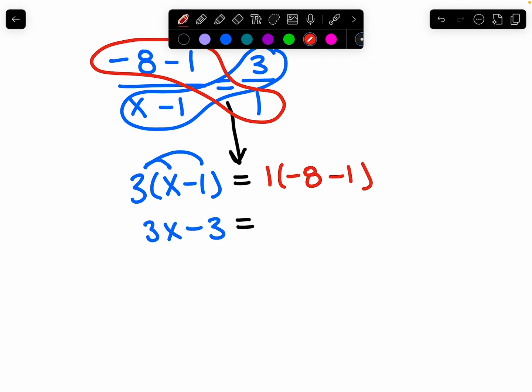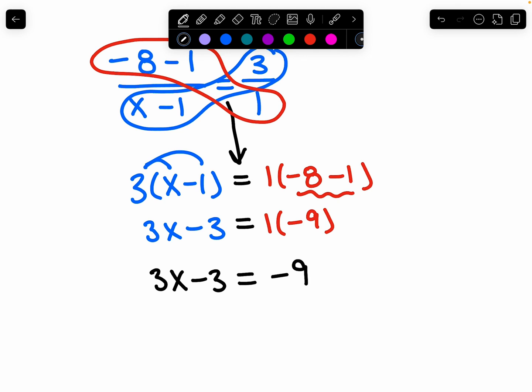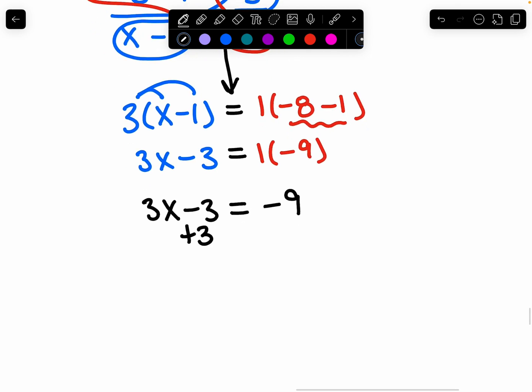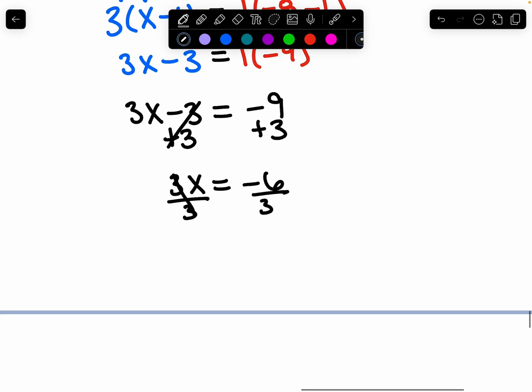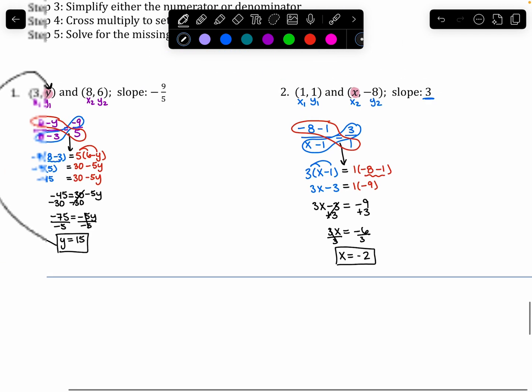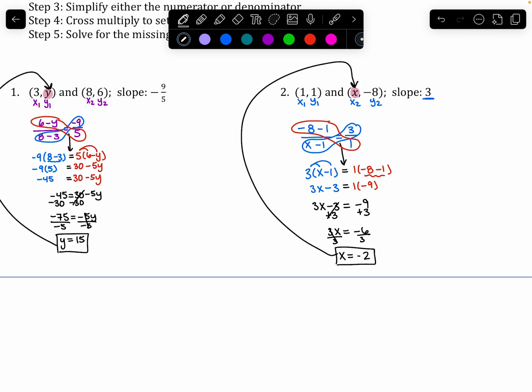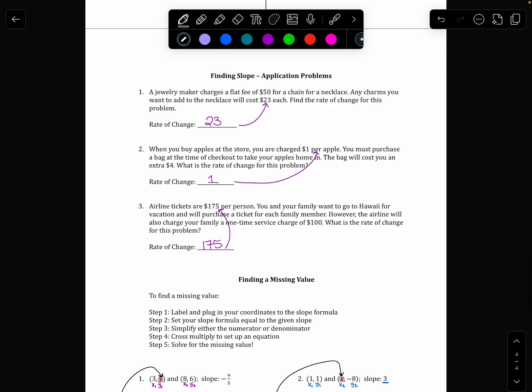On the left-hand side, I will distribute: 3x minus 3 equals, and then on the right-hand side, I don't need to distribute. I can just take care of this. That's 1 times -9. So that's going to be 3x minus 3 equals negative 9. I will add 3 to both sides, and I get 3x equals negative 6. And then I get x equals negative 2. So again, that is what I should get for this x value. When I plug those two coordinates into the slope formula, I should get a slope of 3.